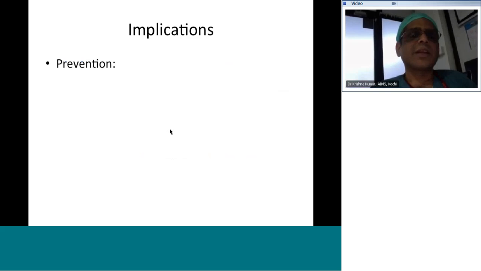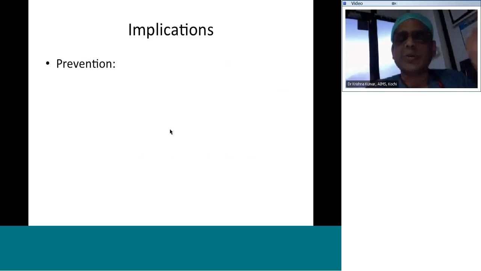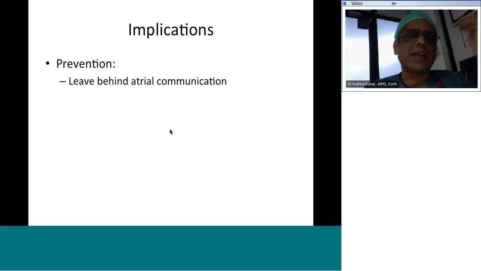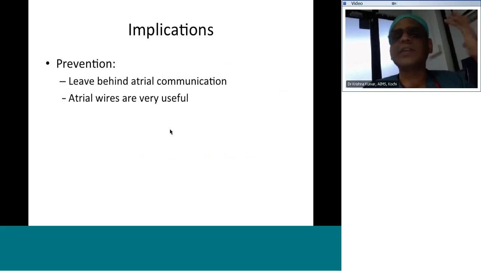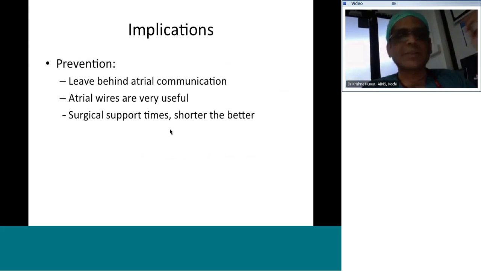So the implication really is that most important is to prevent and leave behind an atrial communication. There was a time when in tetralogy they used to suture the PFOs and the patient did much worse, especially in infants. Atrial wires are very useful. There was a time when they were not putting in atrial wires and using isoproterenol to step up the atrial rate, and it used to be disastrous with a high incidence of JET. Shorter surgical times are better, and we've seen that.